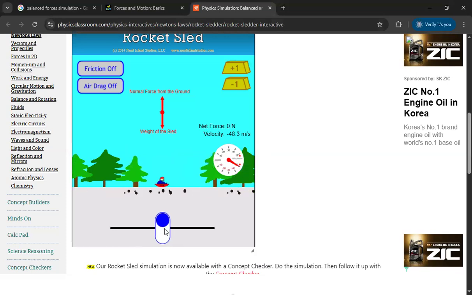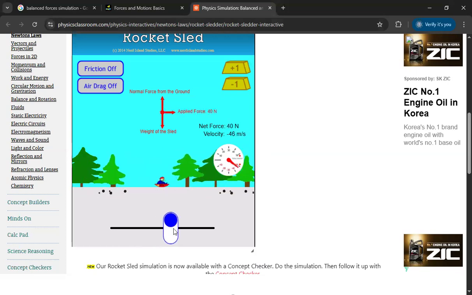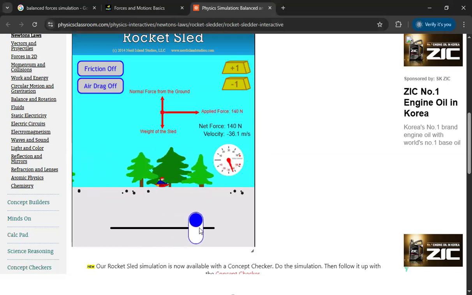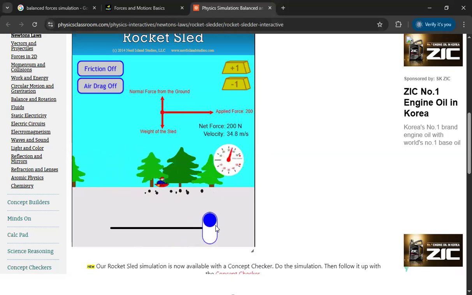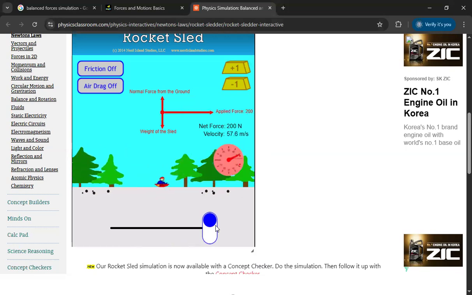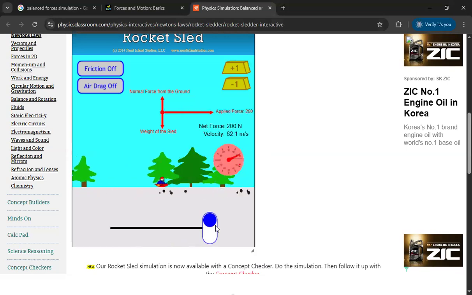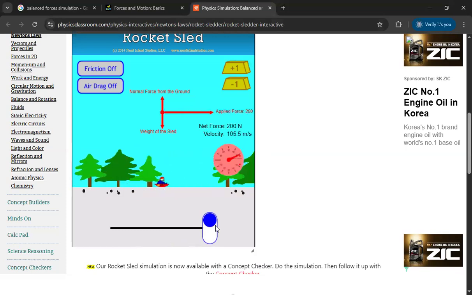Let me increase the force to the right side. Now see. I have increased the force towards the right side. Now the object is moving to the right side with an increasing speed. Here the word velocity is used.